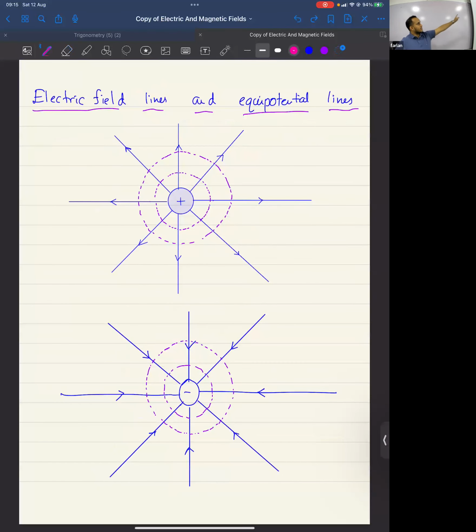So the heading says electric field lines and equipotential lines. What is equipotential? Equipotential means equal potential. So the equipotential line is a line which connects the points with equal potentials in the field. It's a very simple thing: a line or a curve which connects the points with equal potential in the field.